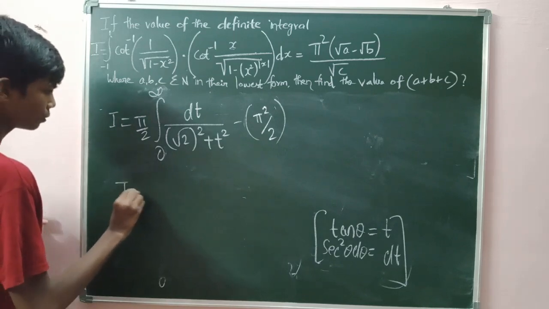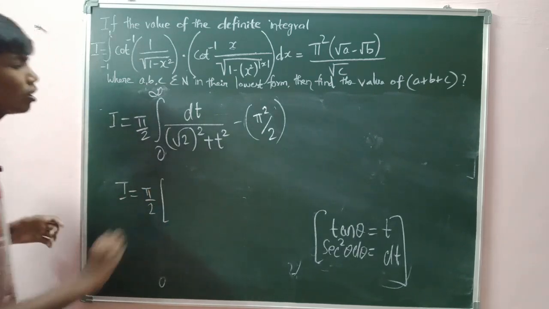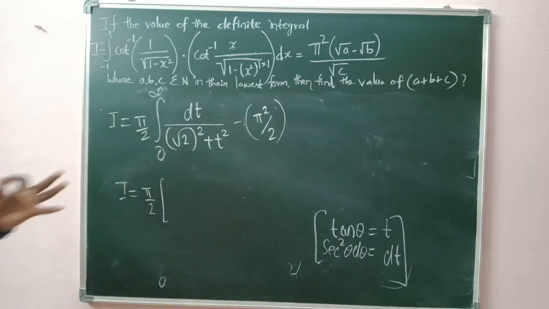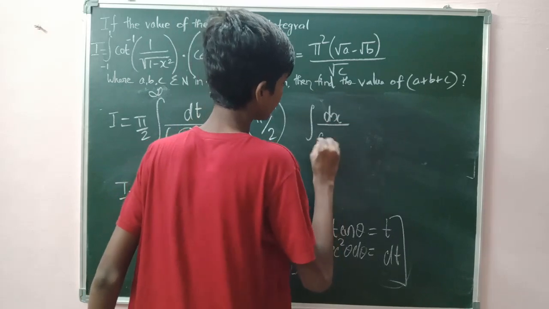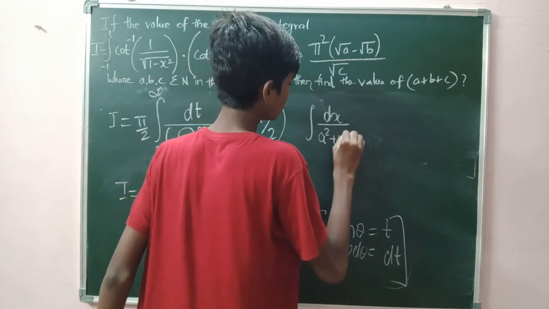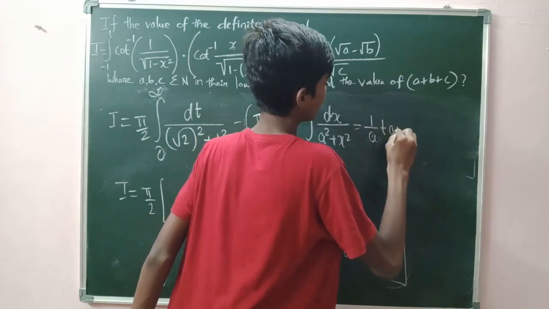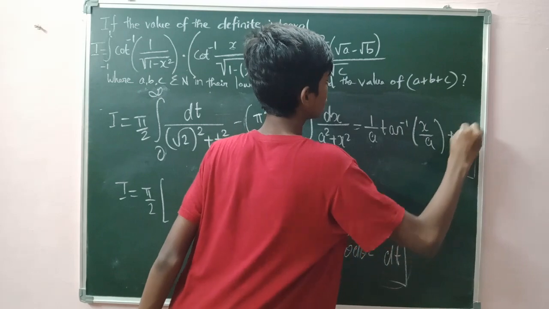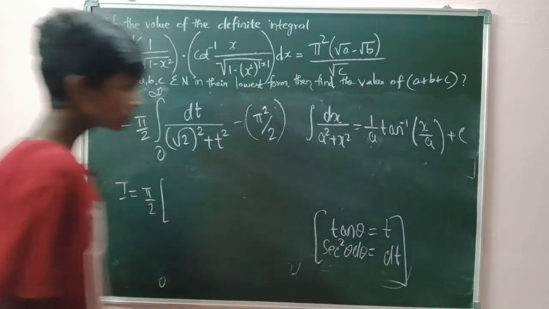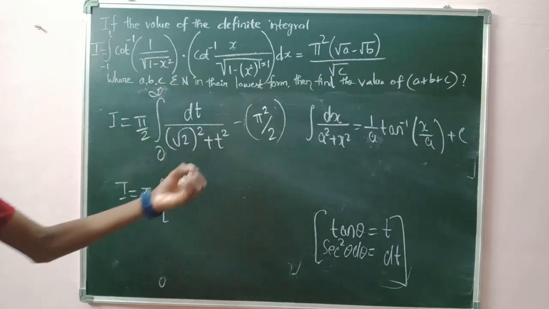So I is equal to pi by 2 times the integral of dt by root 2 the whole square plus t square. So I'll write the formula over here. Integral of dx by a square plus x square is equal to 1 by a tan inverse of x by a plus some constant. This is the formula. Okay, it's a very important formula, never ever forget that. So dt by root 2 the whole square plus t square.